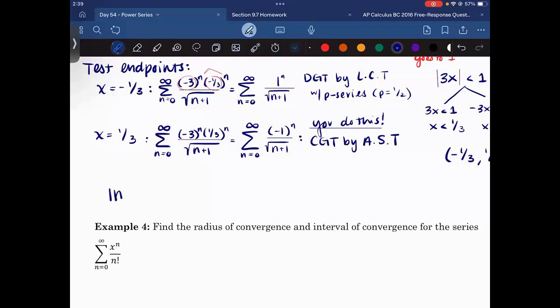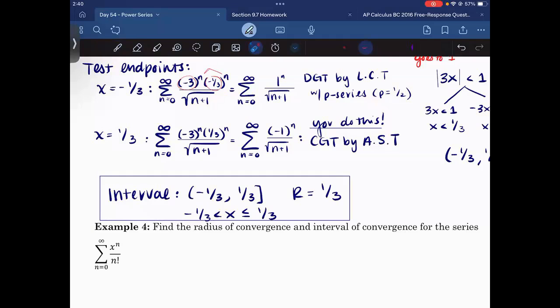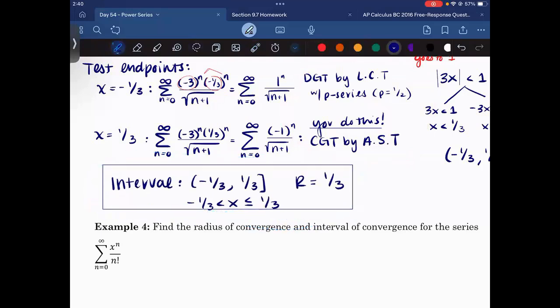So the interval is going to be -1/3, 1/3 with a hard bracket. And the radius of convergence is going to be 1/3. So make sure you know how to do these parts. I'm just skipping ahead because it's going to take me too long to do it. So you should do it yourself and then check that you got the same answer that I got.